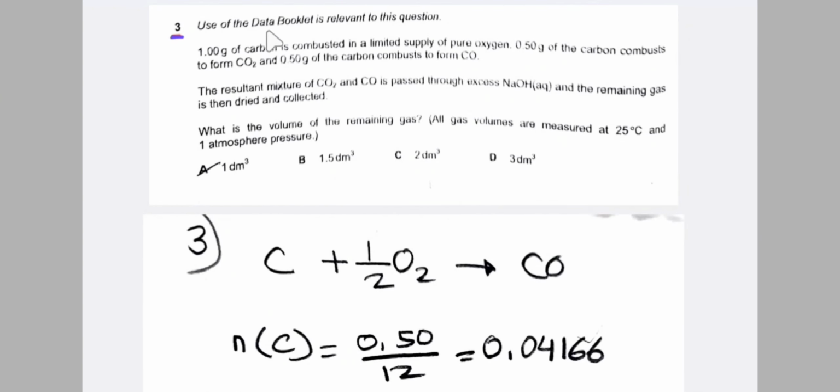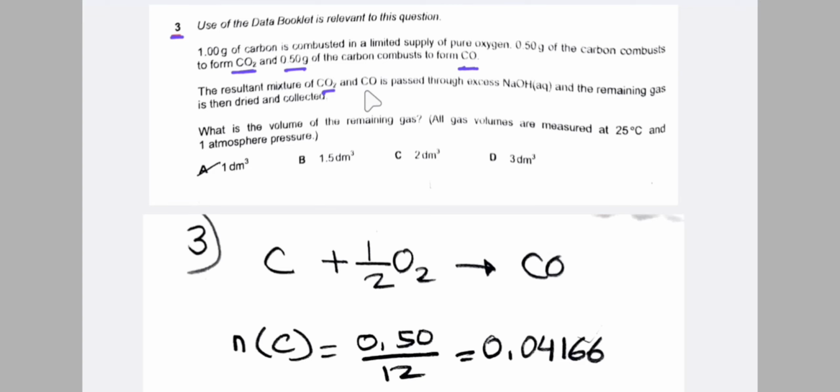Question number 3. Use of the data booklet is relevant to this question. 1 gram of carbon is combusted in a limited supply of pure oxygen. 0.5 gram of carbon combusts to form carbon dioxide. So from the 1 gram, 0.5 gram forms carbon dioxide and 0.5 gram forms carbon monoxide.